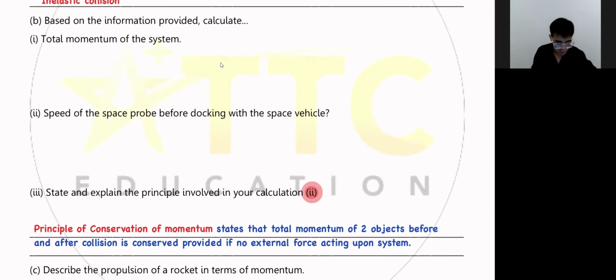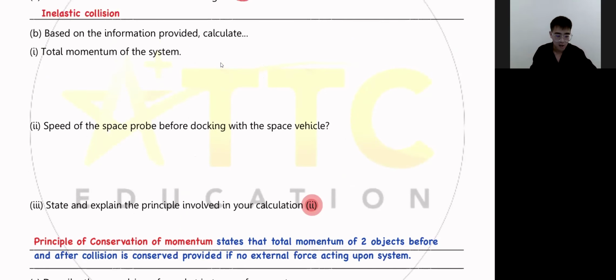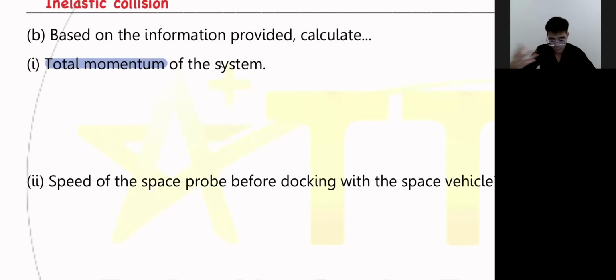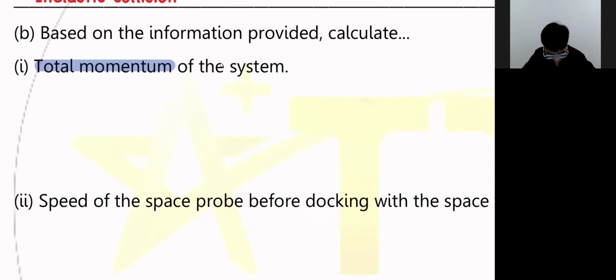Okay, clear? Now back to question B1. Like I said, the question asks you to calculate the total momentum. You can calculate the total momentum of the space prop and the space vehicle before they collide or after they collide, whichever you like. So how do you calculate total momentum? First, how do you calculate momentum? You have to remember this formula yourself. Very simple: momentum equals mass multiplied by velocity.